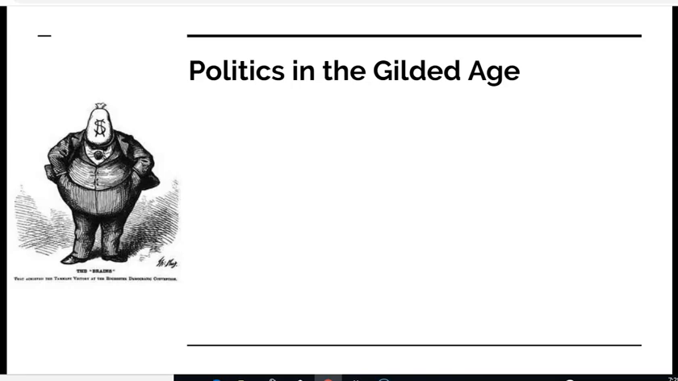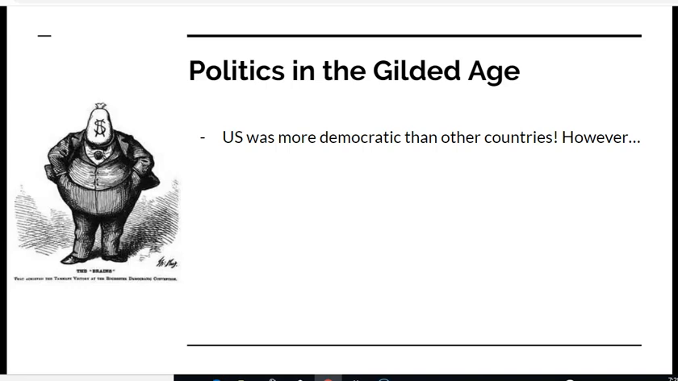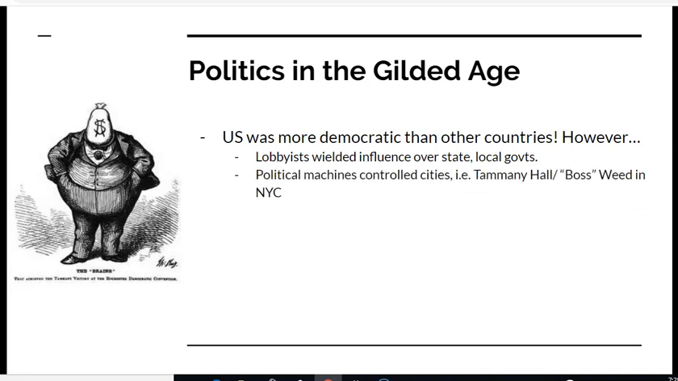Let's take a look at politics in the Gilded Age. Now, the United States during this time period was more democratic than other countries. However, lobbyists wielded influence over state and local governments. Lobbyists were people who represented certain businesses or certain people who tried to influence politicians to pass laws that would benefit their business or themselves.